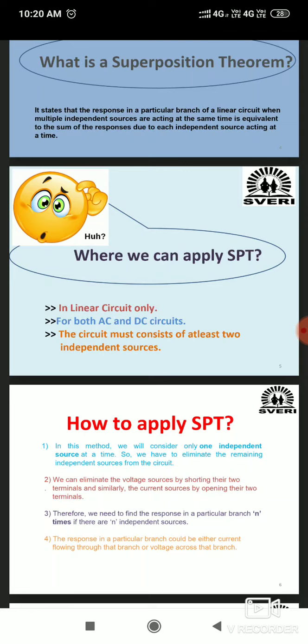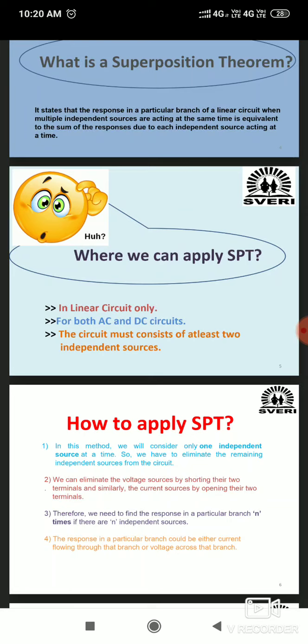The condition is that the circuit must consist of two or more independent sources. Minimum two independent sources are needed. I am not bothered about dependent sources; how many dependent sources there are does not matter to me. The independent sources are more important. If there are more than two, it's okay, but at least two independent sources must be present in the given network. Then and only then you can apply the superposition theorem, otherwise not.